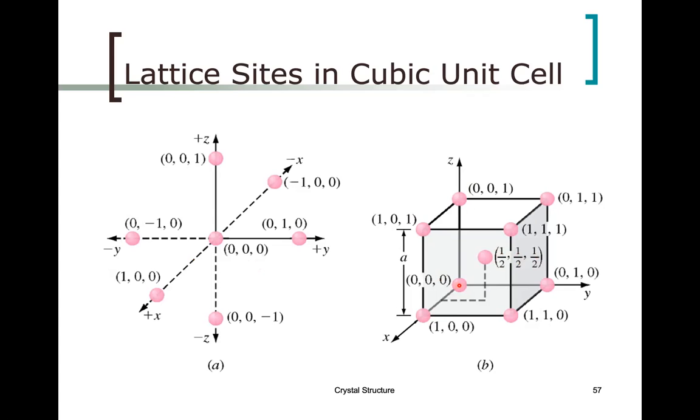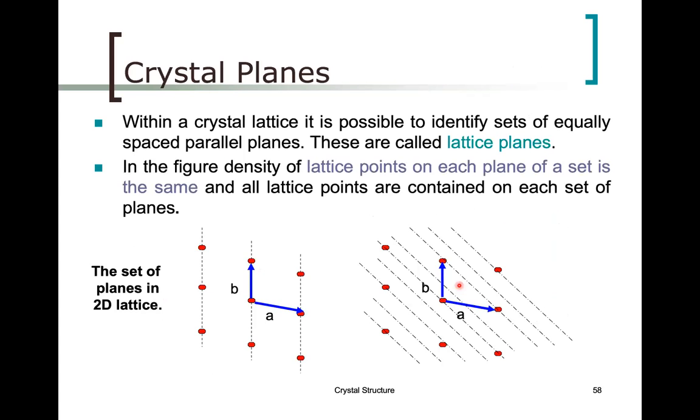Okay, thank you. So then when we're thinking about crystal planes, you can identify the set of equally spaced parallel planes. Those are called the lattice planes of your system. So for instance, if this was your crystal, this is the distance between this plane and this plane.